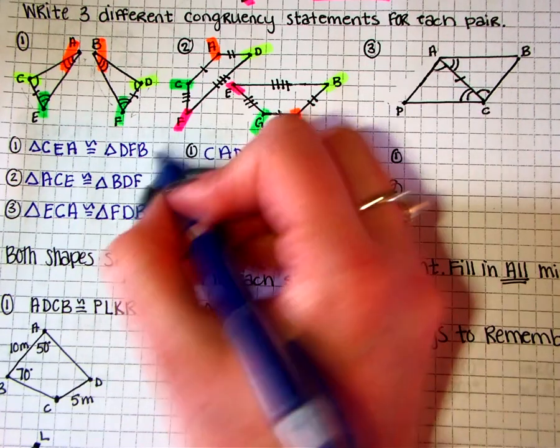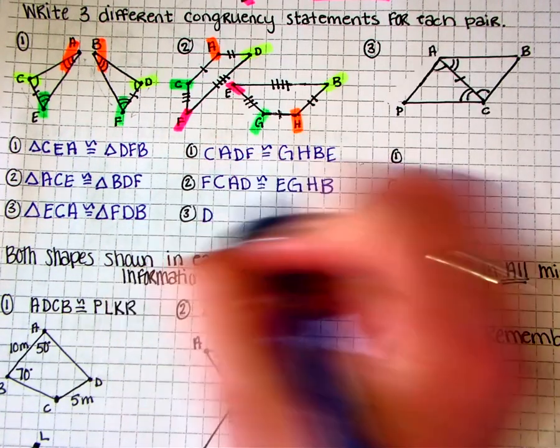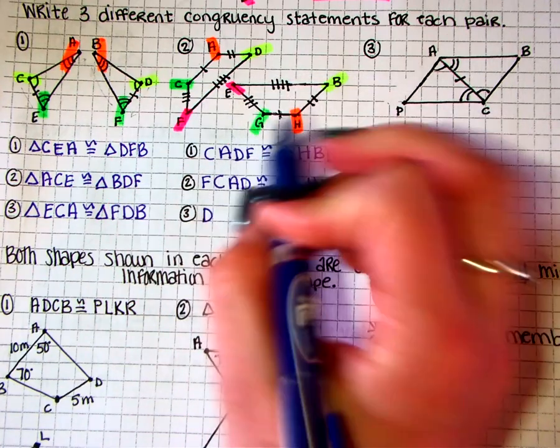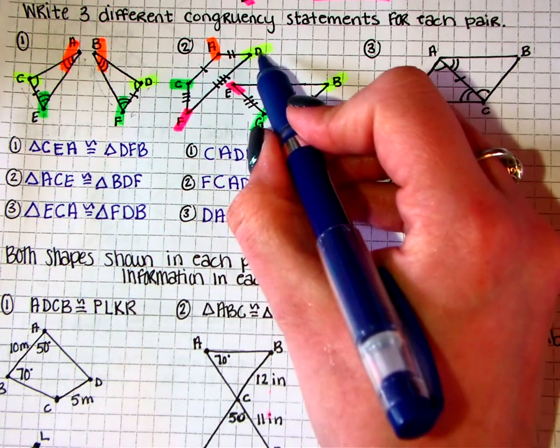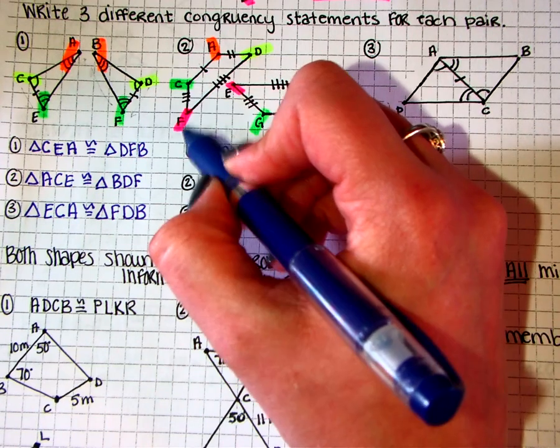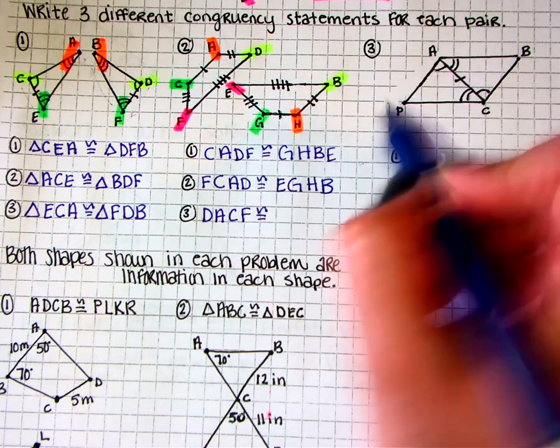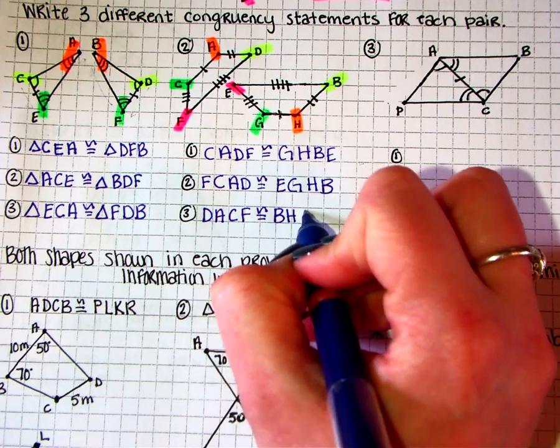One more. Let's start at D. We'll go counterclockwise. DACF. So yellow, orange, green, pink. Yellow, orange, green, pink. So DACF is congruent to BHGE.